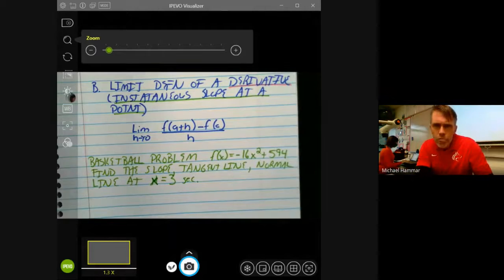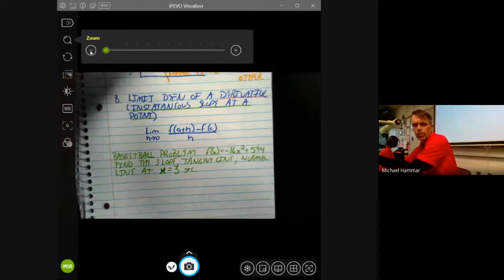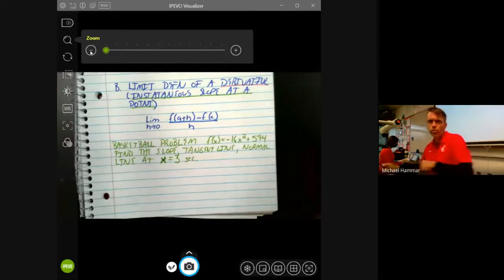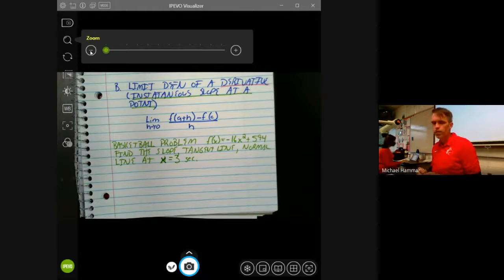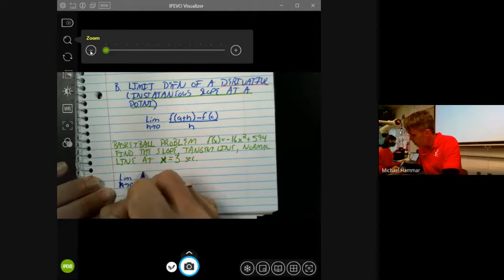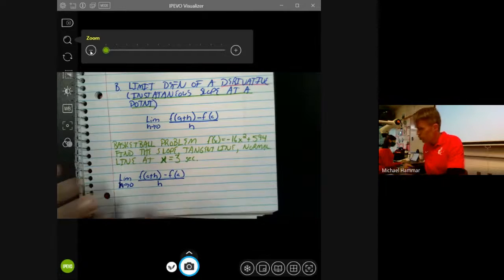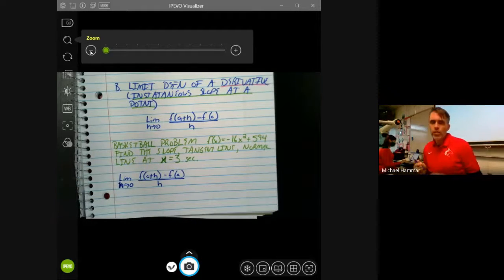So I need to zoom back out just a little bit because we need a little bit of space. So the first thing we're going to do here is use the limit definition to find the formula for the slope. So let's start out with the limit as h approaches 0 of f of a plus h minus f of a, all over h. Okay, so you need to remember function notation and how that works.